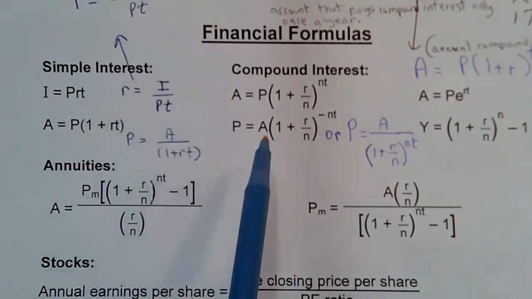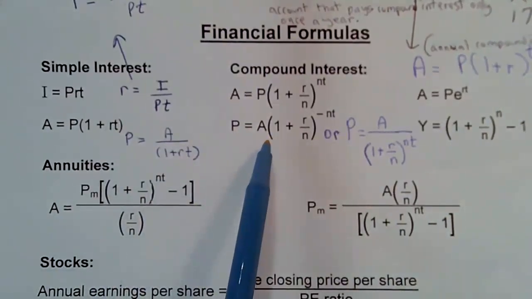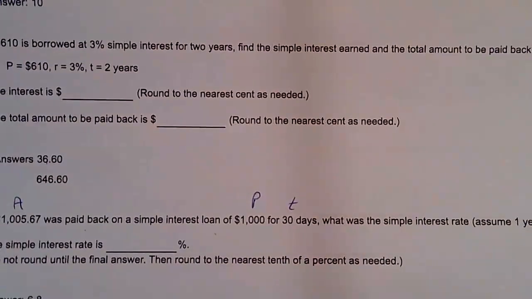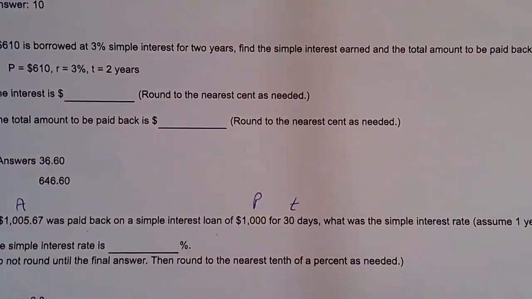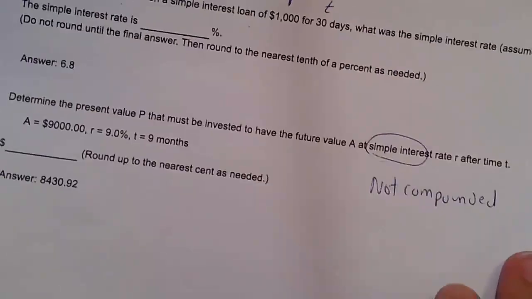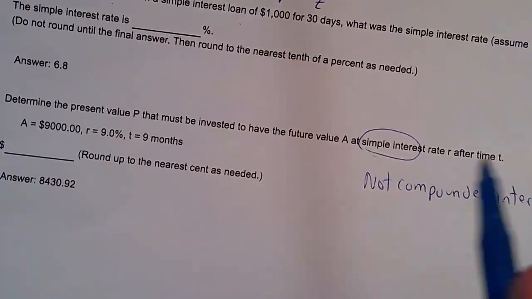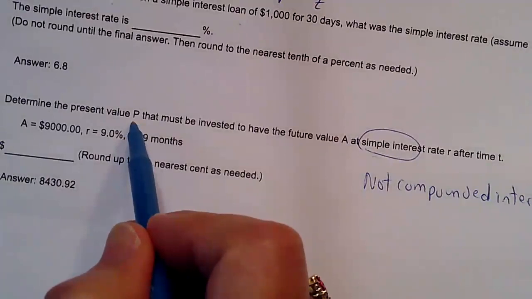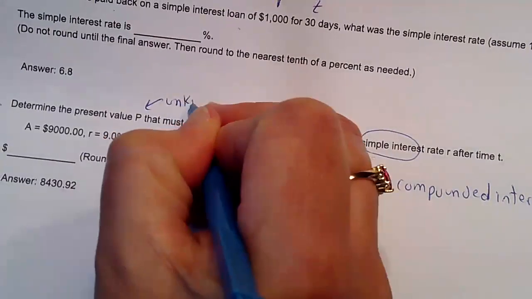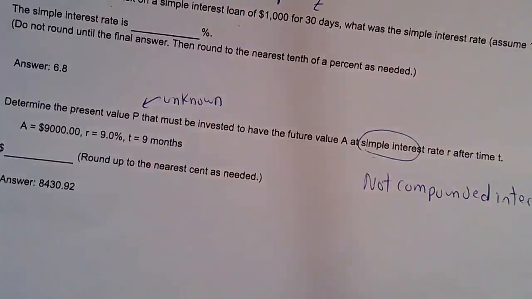The reason why I didn't use this formula is because it didn't talk about compounded interest. It just said simple interest. It didn't say compounded interest. And so I had to solve, determine the present value P. This is the unknown. Determine the present value P that must be invested. And it's a lump sum that you're investing.